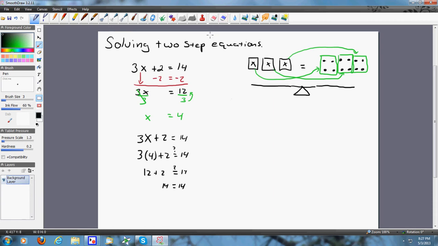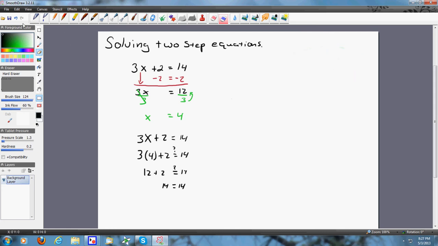All right, I'm going to do one more example, which will be very similar to this one. Maybe I'll leave that example up. I'm going to do another example. I'm going to say 2x minus 7 equals 10.